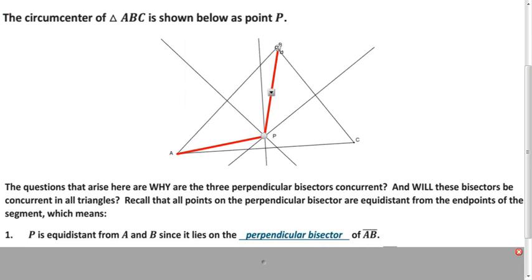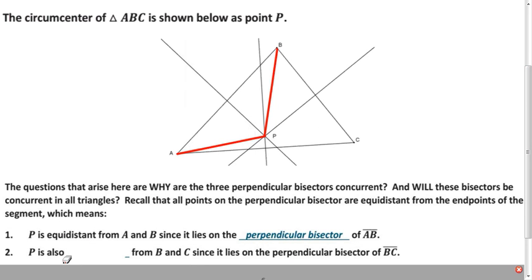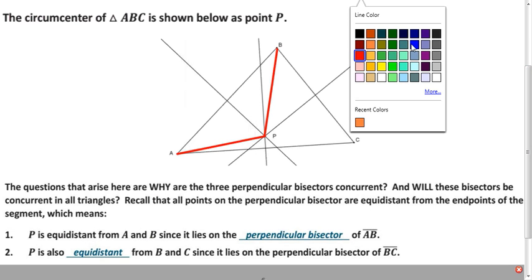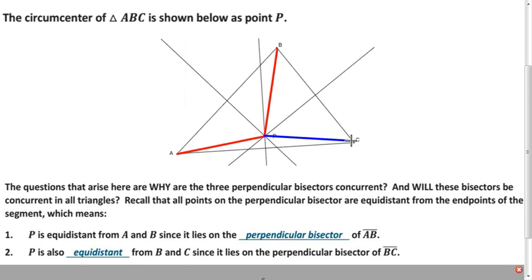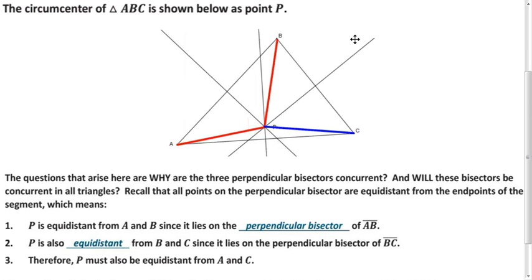And we know the same thing for B and C. P is equidistant from B and C because it is on its perpendicular bisector. So now, by transitivity, let me say it like this. The first segment here is the same length as the second segment. We know the second segment is the same length as the third one. So the first and the third must have the same length. And so P must be equidistant from A and C because those distances are all the same.